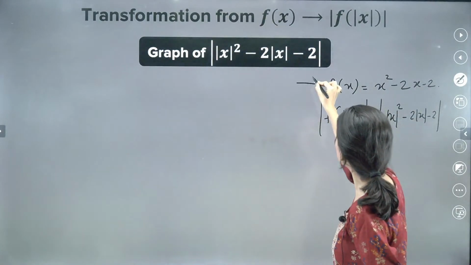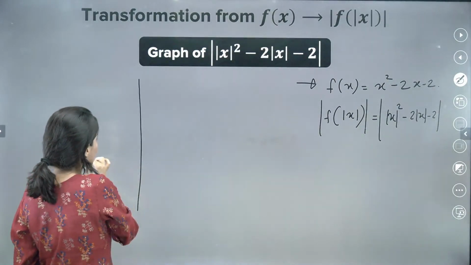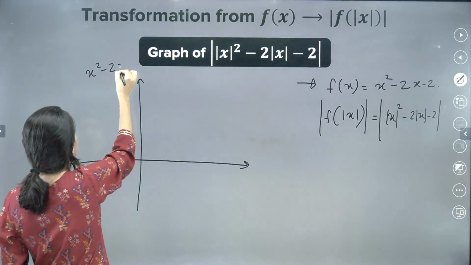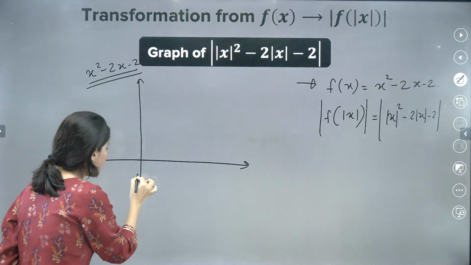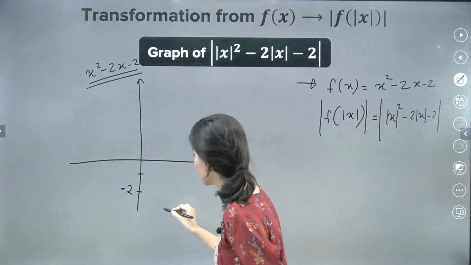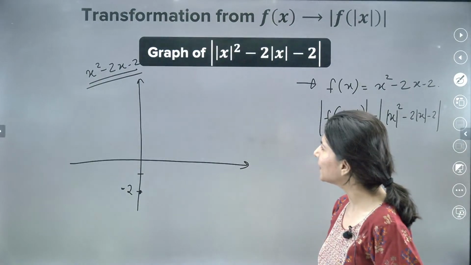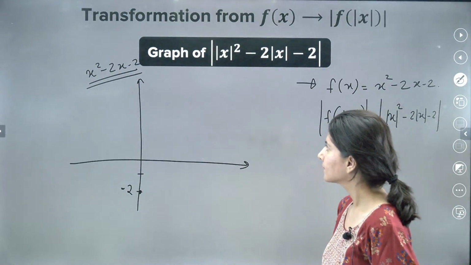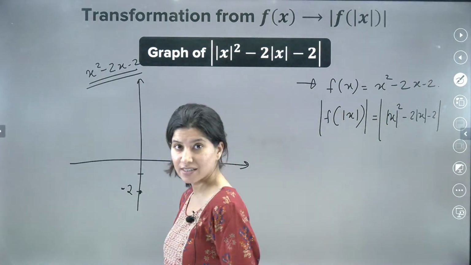So first of all, let's plot this graph, x square minus 2x minus 2. Correct? So minus 2 is that point wherein it will intersect the y-axis. This is the point. Okay. Are we able to see it? Upward facing parabola. Can anybody tell me the value of the vertex?